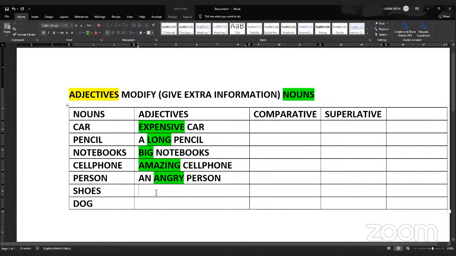Angry person. Let's continue. Shoes. Let me think of a good one for our shoes. And the last one, a dog.